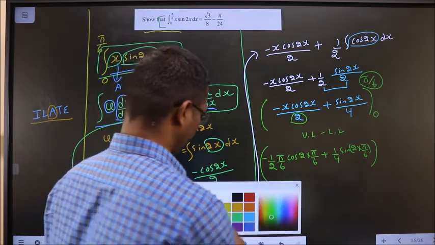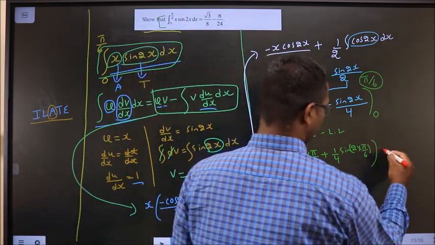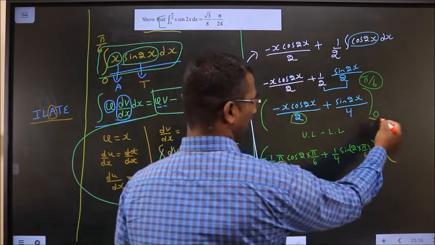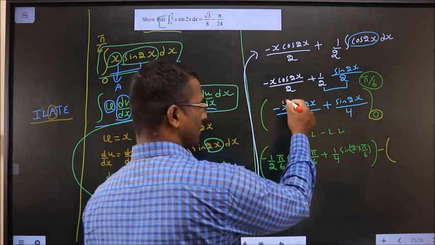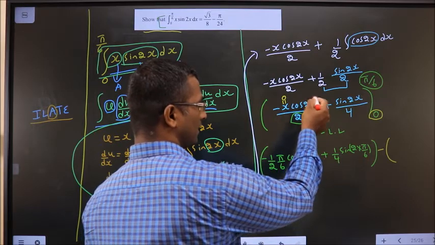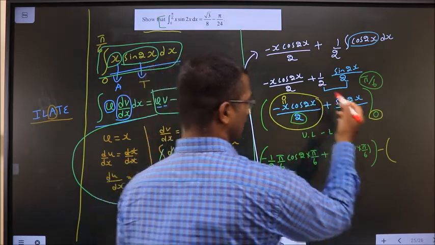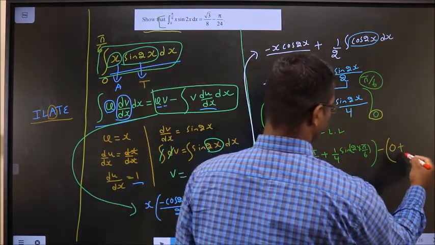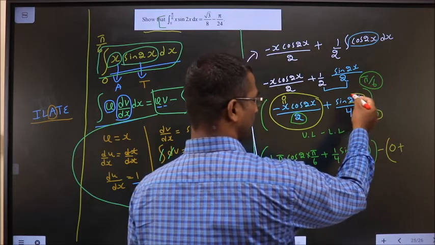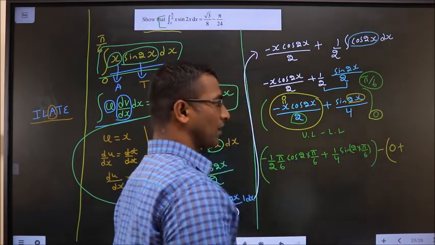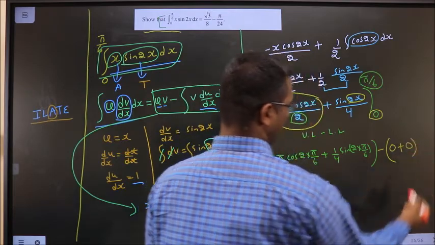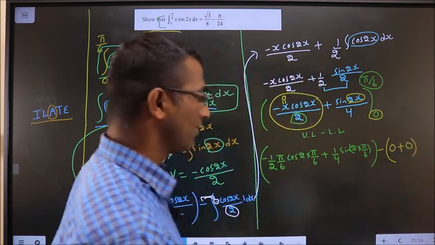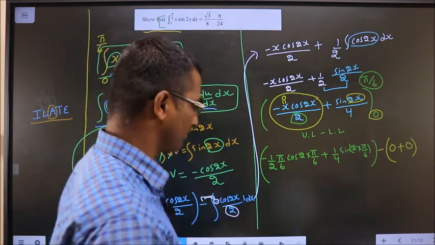Now the lower limit. The lower limit is 0. So when x is 0, 0 into anything is gone. So this entire thing is 0. Plus, when x is 0, this will become sine 0. Sine 0 is 0, so 0 by anything is 0. So this is also gone. So we are left only with the upper limit.